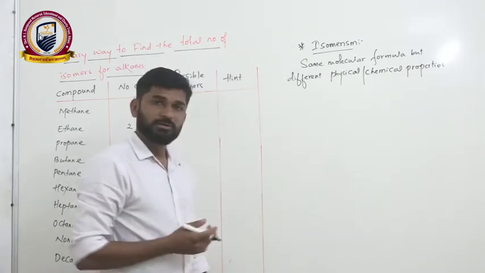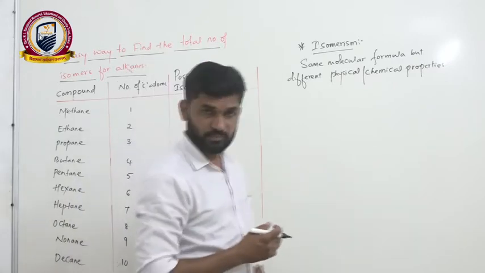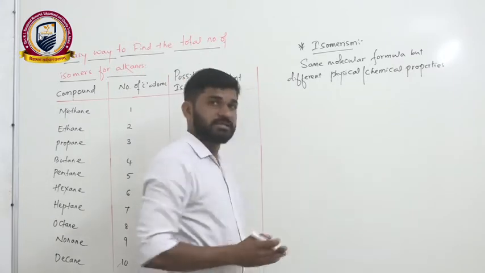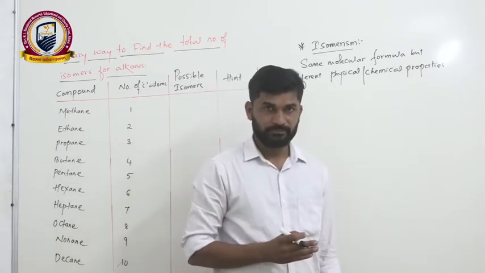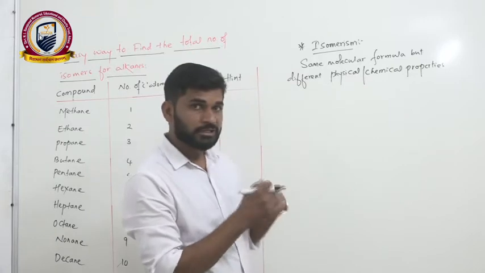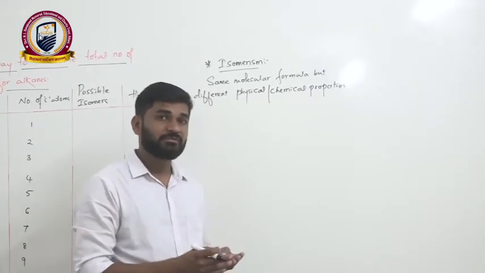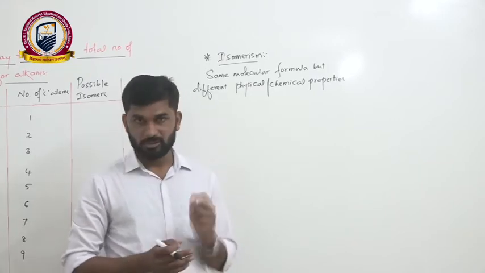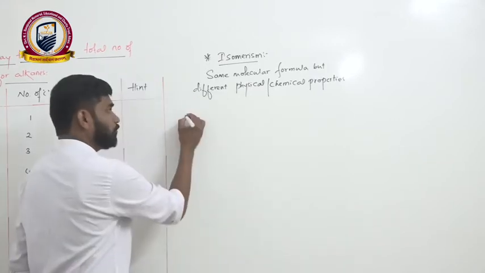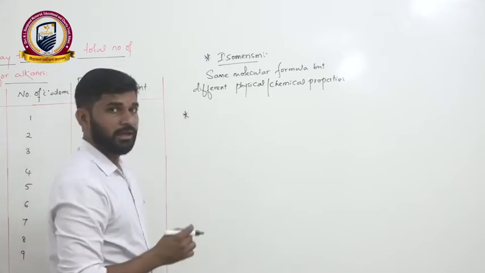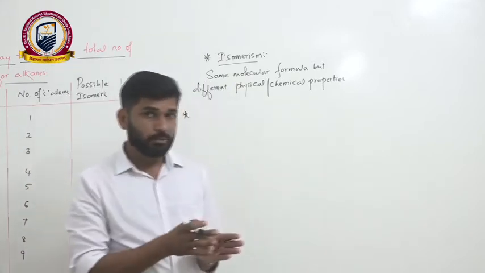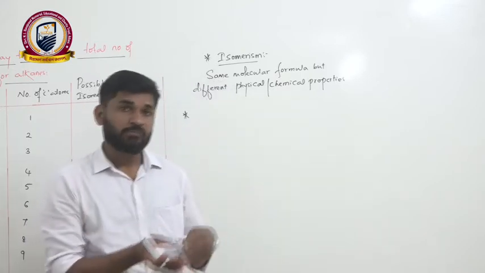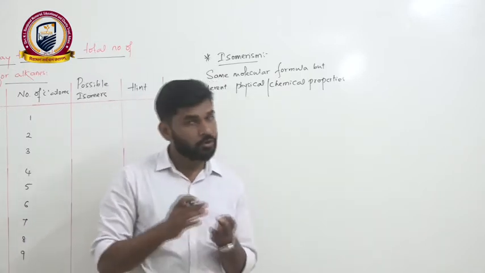So we have two types of isomers: structural isomers and stereoisomers. Here, let us not go into detail on structural isomers and stereoisomers. I'll be focusing on the important concepts: how to solve problems in which we find out whether the given compound is exhibiting chain isomerism, position isomerism, functional isomerism, or metamerism.